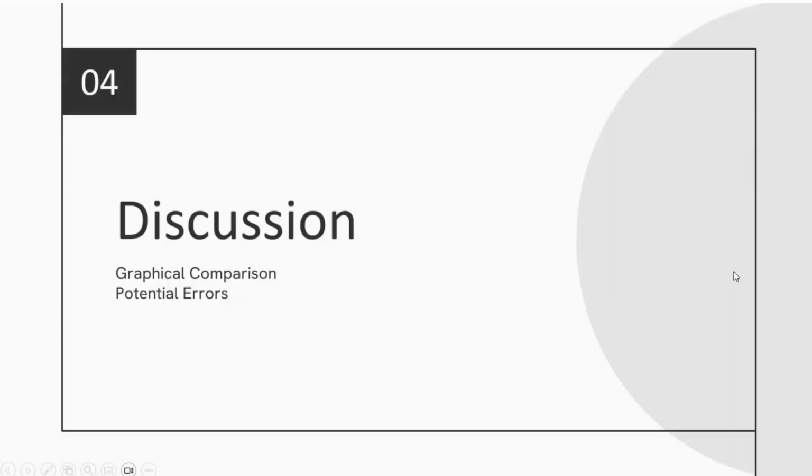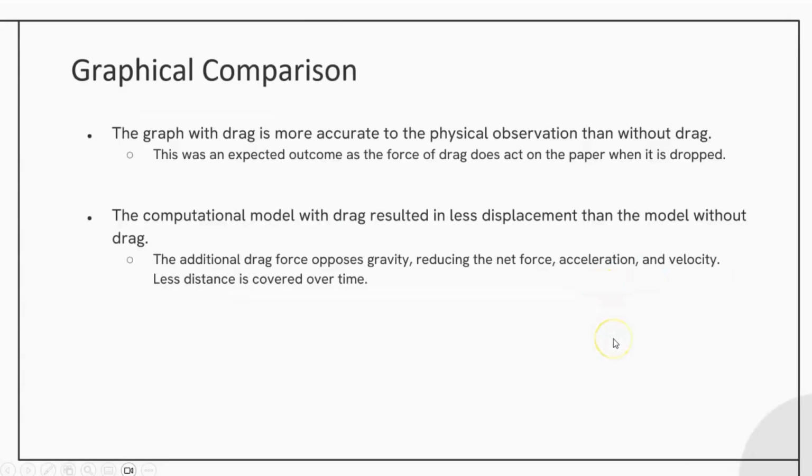And now we'll be moving on to the discussion. So first we realized that the graph with drag is more accurate to the physical observation than the graph that did not include drag. This was an expected outcome, as the force of drag does act on the paper in real life when it is dropped. The second thing we learned is that the computational model with drag resulted in less displacement than the model without drag. So the additional drag force opposes gravity, which reduces your net force, acceleration, and velocity, resulting in less displacement covered over time, so we observed less displacement.